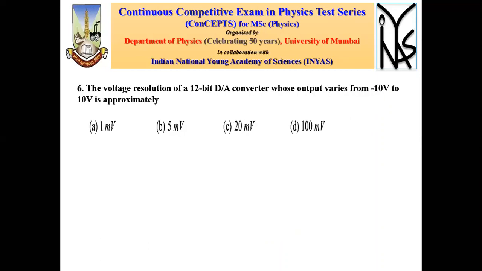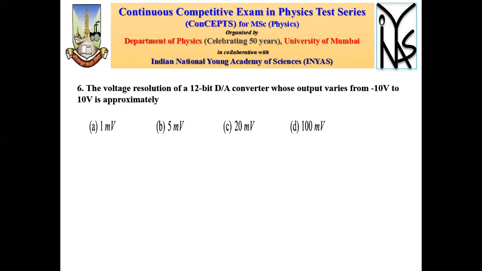So most of the questions are tricky and we have to read carefully to avoid confusion. I am coming to the last question because of the time constraint and the vastness of the syllabus. Also, the way the questions are asked is tricky. The voltage resolution of a 12-bit D2A converter whose output varies from minus 10 volt to 10 volt is approximately.